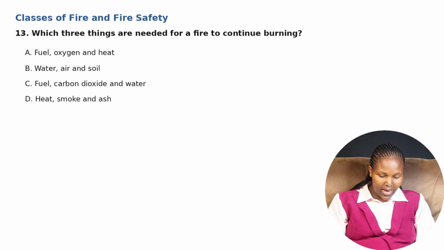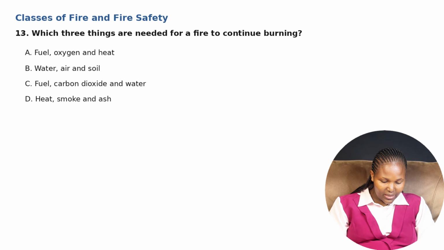Which three things are needed for a fire to continue burning? Option A, fuel, oxygen and heat. B, water, air and soil. C, fuel, carbon dioxide and water. D, heat, smoke and ash.